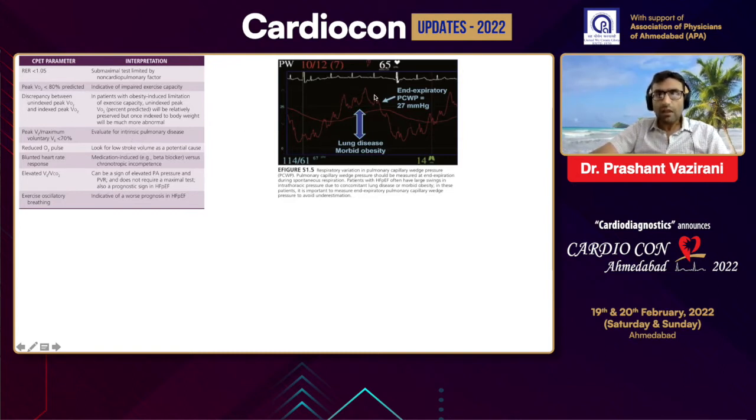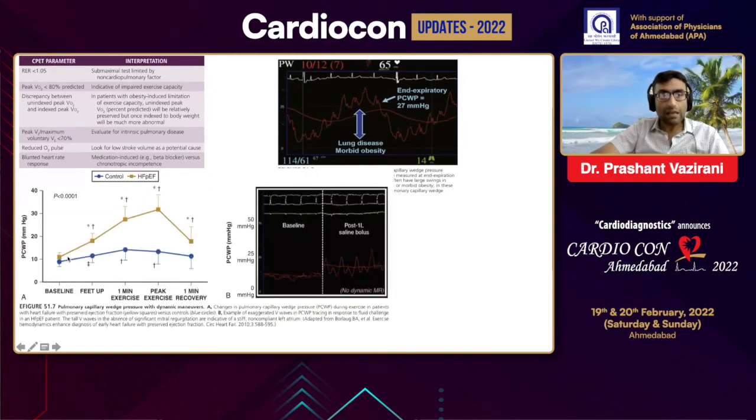So this is how PCWP is measured in the cath lab. Invasive hemodynamic testing is done for patients with HFpEF, as patients with HFpEF often have large swings in intrathoracic pressure due to concomitant lung disease or morbid obesity, and therefore the end expiratory PCWP should be measured. Some patients will also need dynamic measurement of PCWP, like on feet up and on exercise, and in whom you cannot do this dynamic exercise, you can just give them a 1 liter saline bolus, and measure their PCWP. These patients are very sensitive to saline boluses, and therefore they go early into failure. And you can also think in clinical practice, whenever any patient with HFpEF is given a saline bolus, they go into failure.